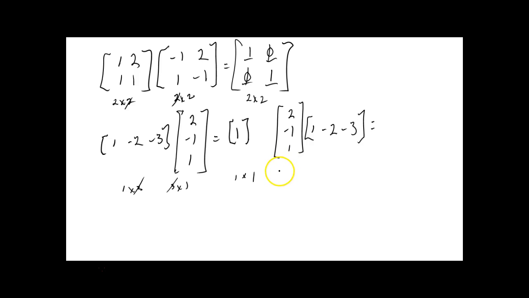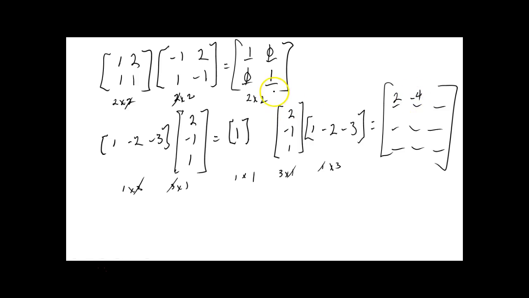What is it? 3 by 1 multiplied by 1 by 3, and guess what? Whereas before you got a single, now you get a 3 by 3. And let's do the entries. The 1, 1 entry is just what? Two. The 1, 2 entry is negative 4. The 1, 3 entry is negative 6.